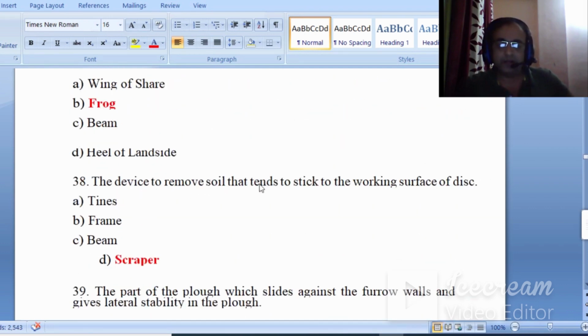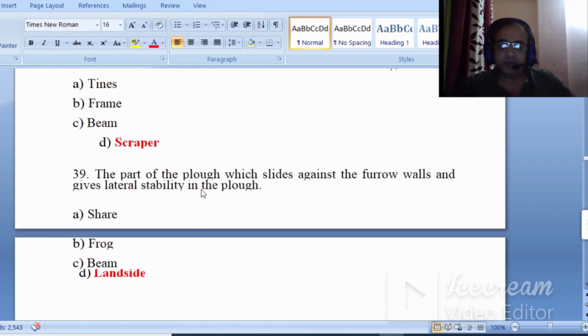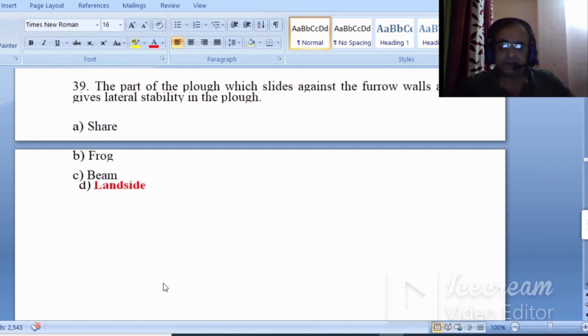And the device to remove soil that tends to stick to the working surface of the disc, available with the disc plow or disc harrow, is the scraper. The part of the plow which slides against the furrow walls and gives lateral stability to the plow is called the land side.